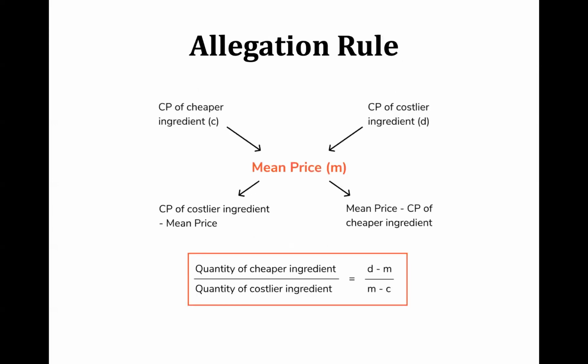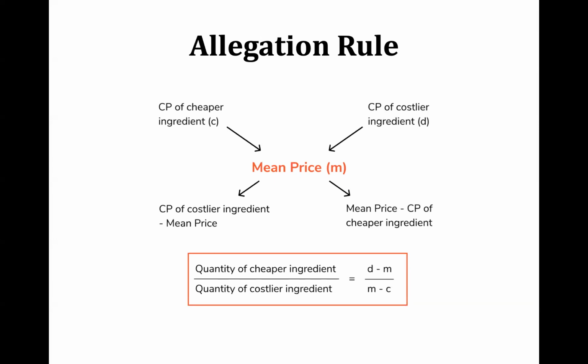So what is the alligation rule? In the alligation rule, on the left side, you take the cost price of the cheaper ingredient, that is C. On the right side, it's the cost price of the costlier ingredient, that is D. In the center, it is the mean price M.